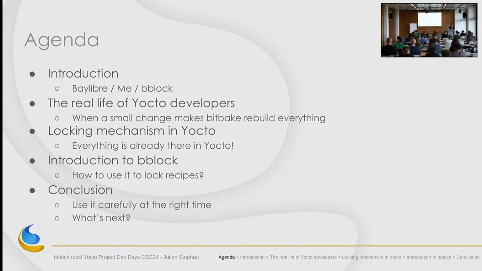Then we will talk about bblock, how we can take advantage of the Yocto mechanisms to lock recipes efficiently. And then as a conclusion, I will try to give you some hints and advice on when to use and not to use bblock. And we will do a quick overview of what will be the next step for bblock.